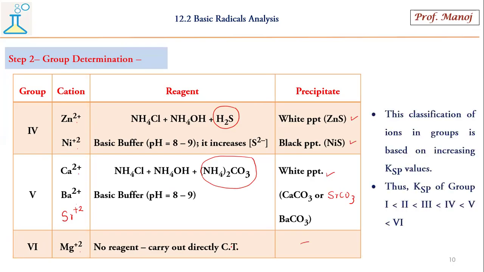This classification of groups has been done on increasing KSP values. So group number 1 has the lowest KSP, then 2, then 3, and so on.